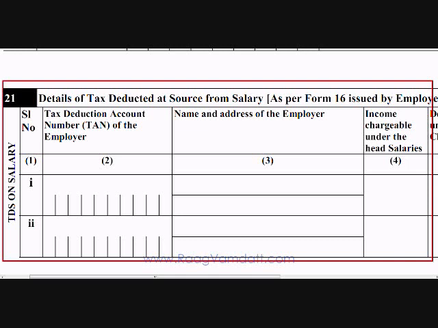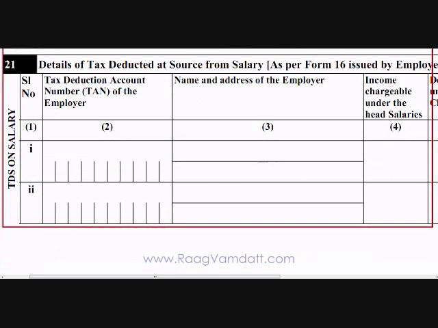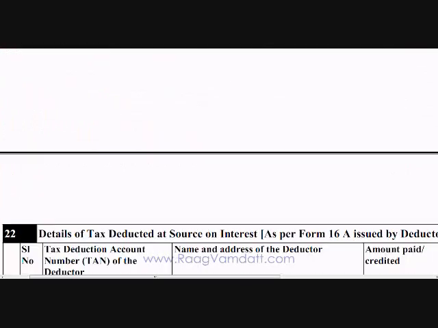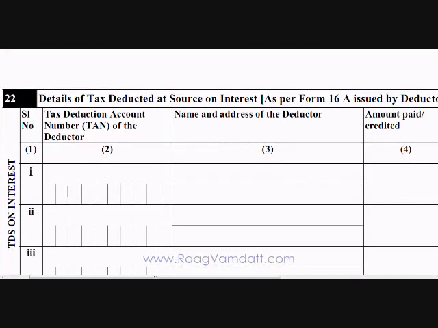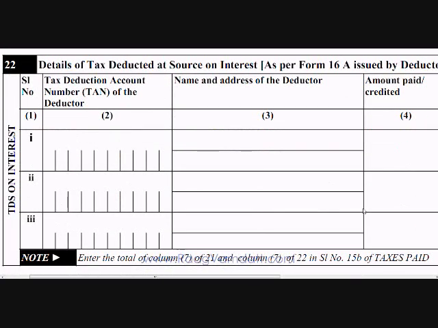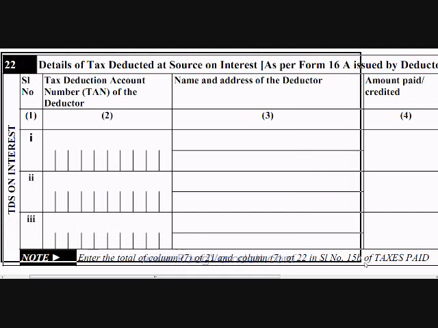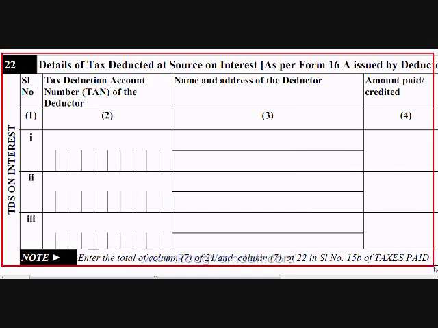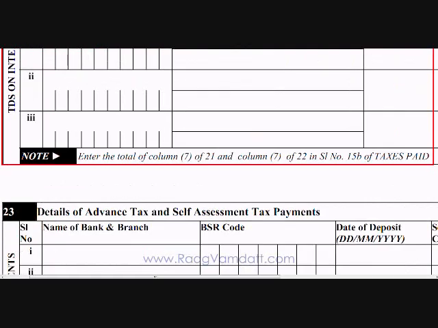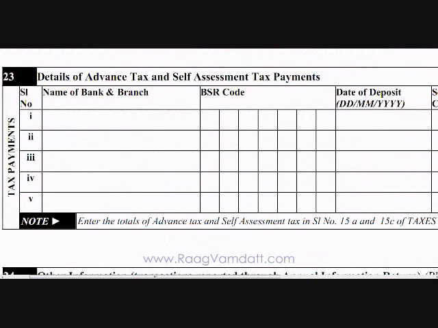In box 22, you give the details of the TDS on the interest earned by you. You can get all the details from the Form 16A issued by the TDS deductors, which are banks in most cases. If you have more than one Form 16A, fill up the details in separate rows. Now, in box 23, give the details of any advance tax and self-assessment tax that you may have paid. You can get all these details from the receipts that you received when you filed these taxes.